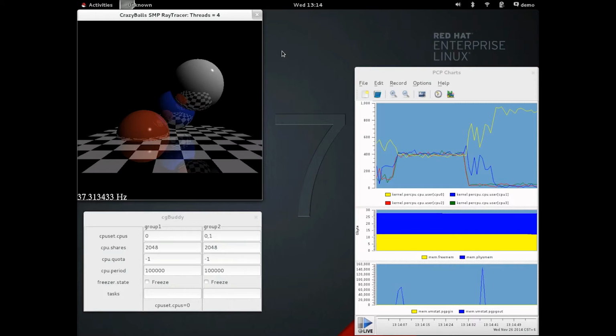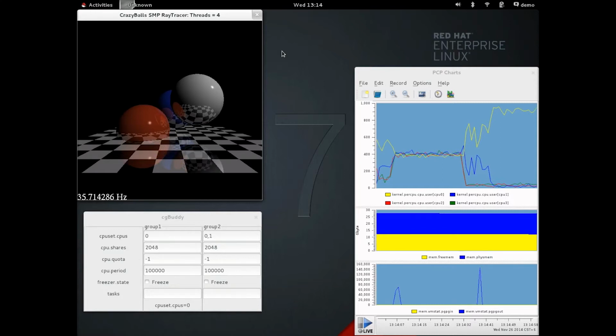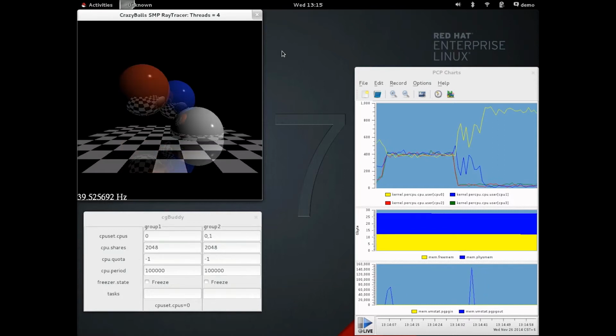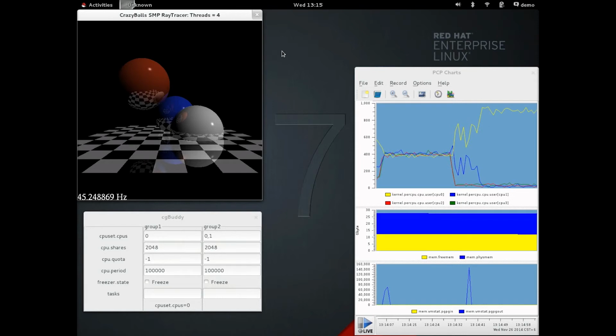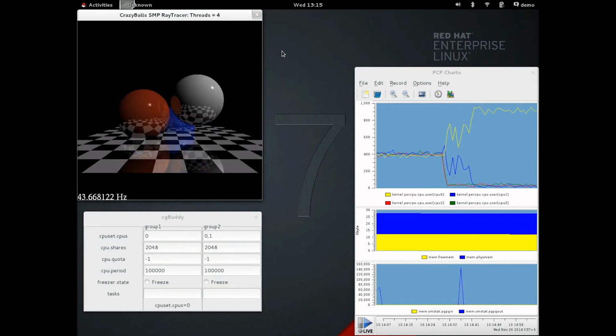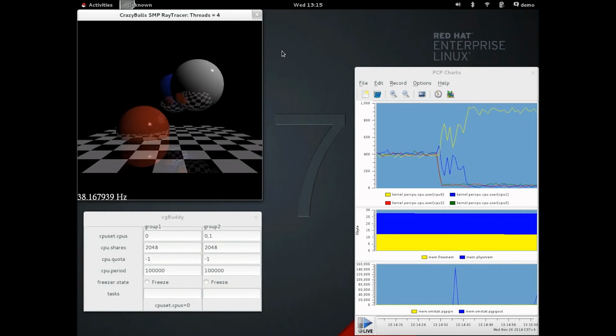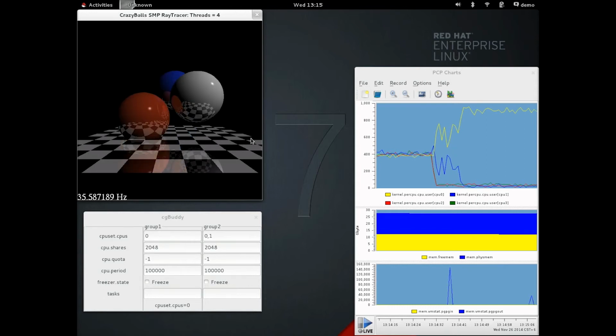Now we'll run the ray tracer using 4 threads in the same control group. By pinning the ray tracer on CPU 0, its frame rate is limited because all 4 threads are running on a single CPU. Notice that the remaining CPUs are nearly idle.